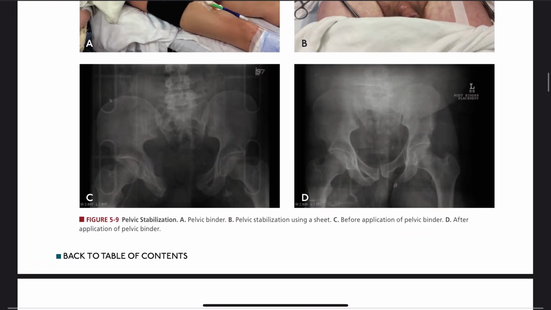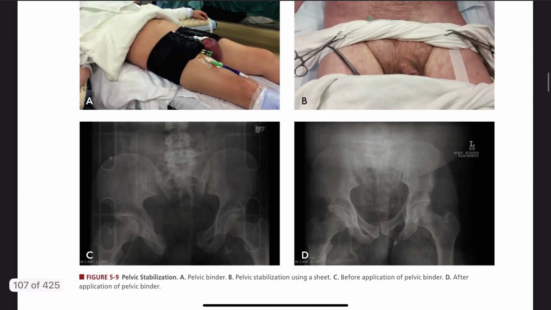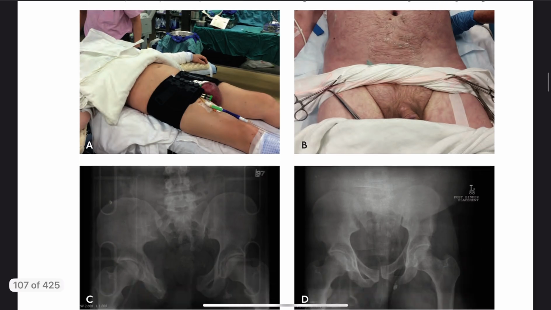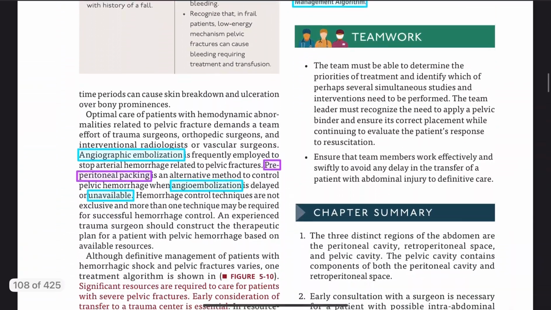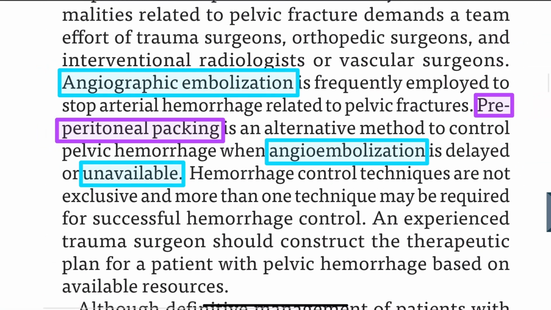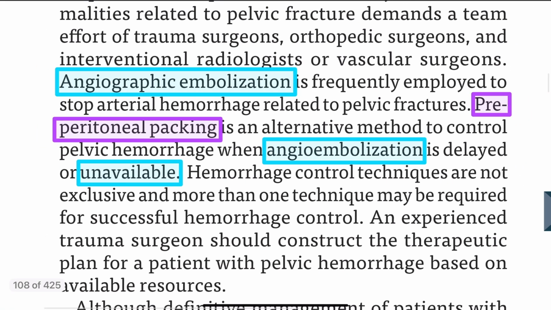Here they are showing an X-ray before the pelvic binder and an X-ray after the pelvic binder. This is the pelvic binder applied at the level of the greater trochanter. The first thing is angiographic embolization if the facility is available. If not, then pre-peritoneal packing is done.